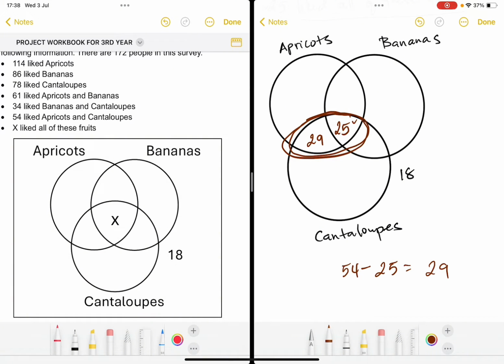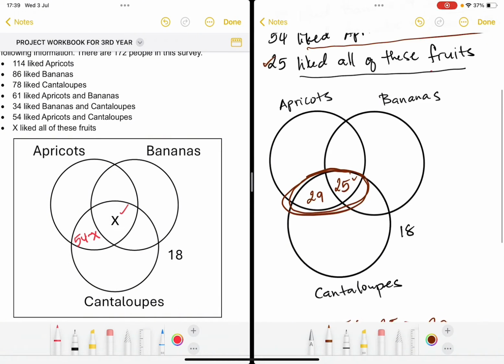So let us apply it with the variable x. 54 like apricots and cantaloupes. Since we have x here, we are going to write 54 minus x. I hope you can follow.